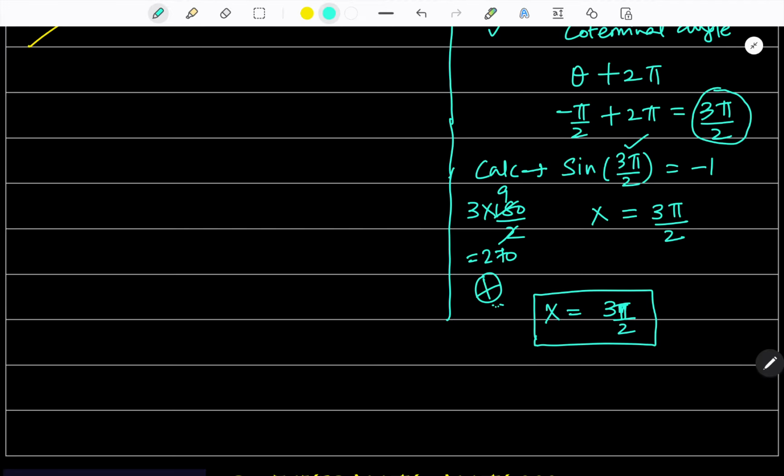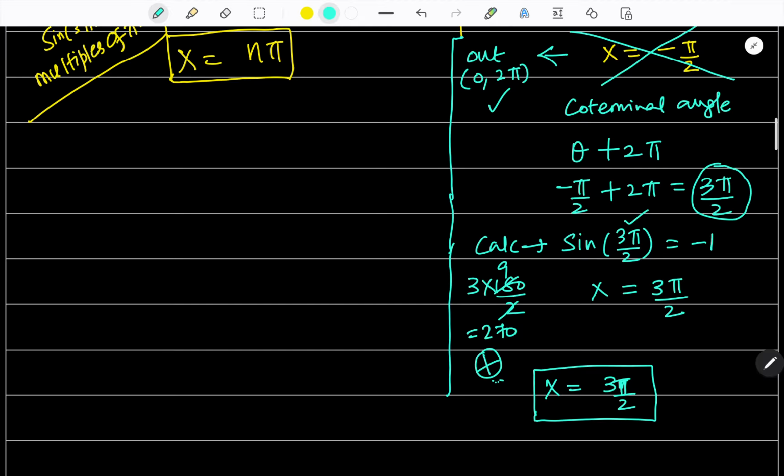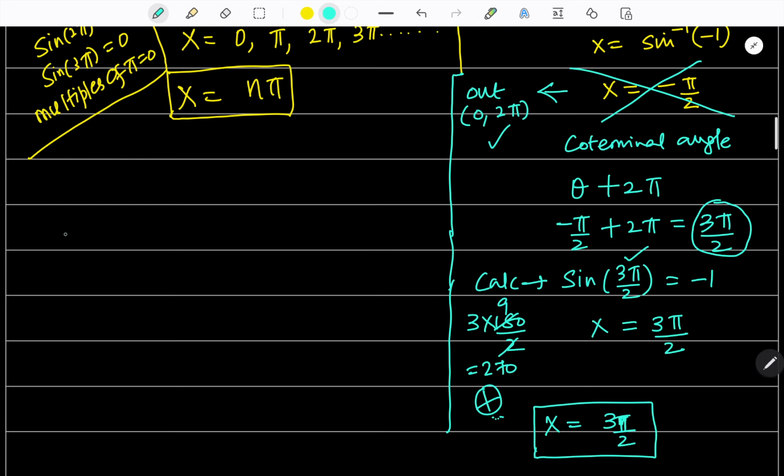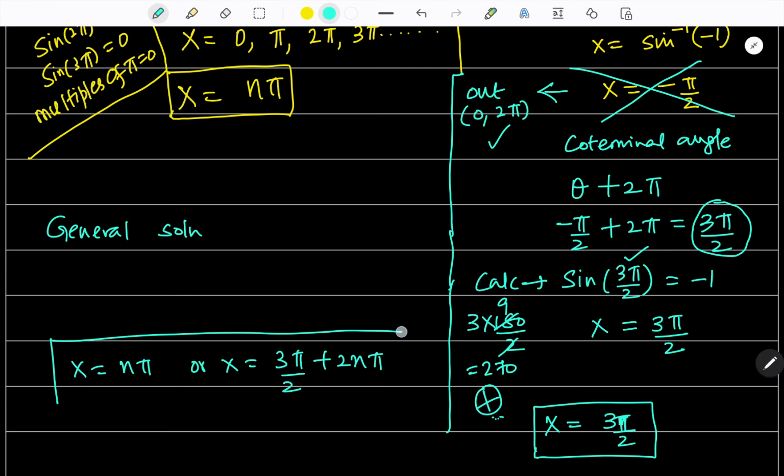Because it's positive, how are we going to write the answer? We are going to write two answers. One is called the general solution. So the general solution will be x equals n pi, or x equals 3 pi by 2 plus 2n pi, where n belongs to the set of all integers.